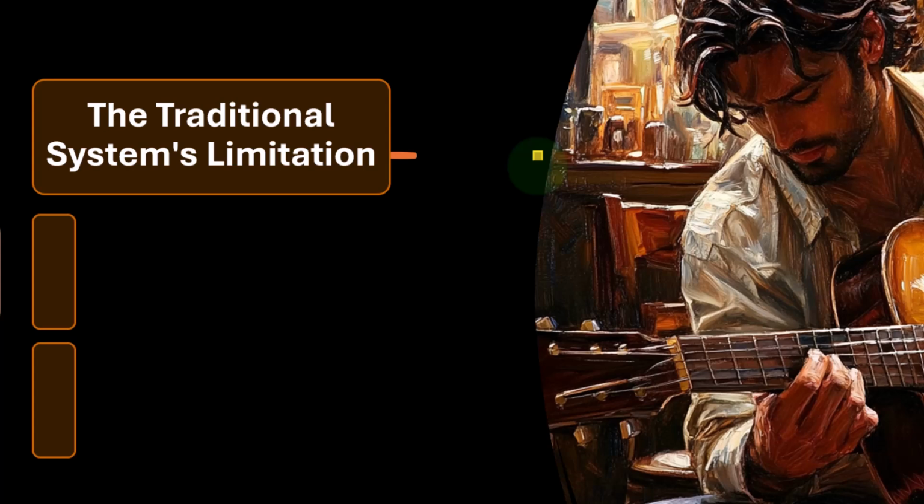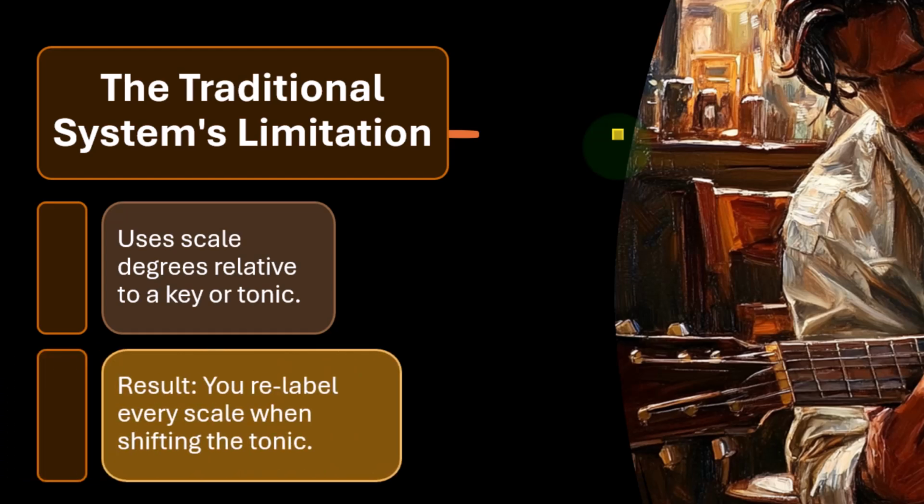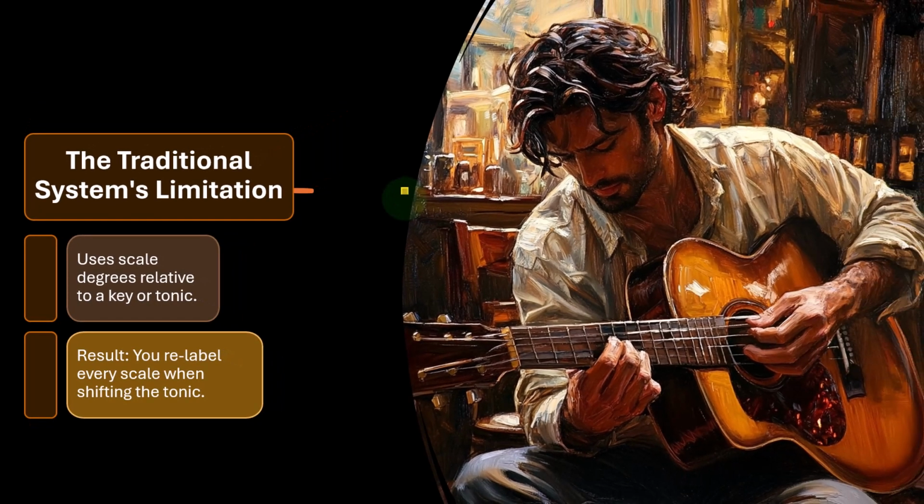So the traditional system limitation is that it uses scale degrees relative to a key or tonic. The result is you relabel every scale when shifting the tonic. So let's look at this practically. And again, I'm looking at this from a practical standpoint, and I think it's objectively just obvious that when you're learning the fretboard, that's not the way you would want to do it. Now, again, you could say, well, if I'm writing sheet music or something like that, I have to conform with sheet music or whatever. And again, there could be systems like that. That could be a reason.